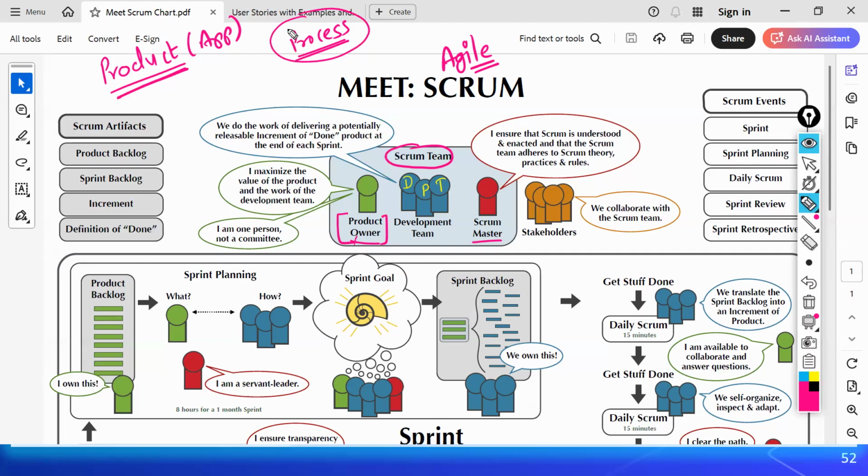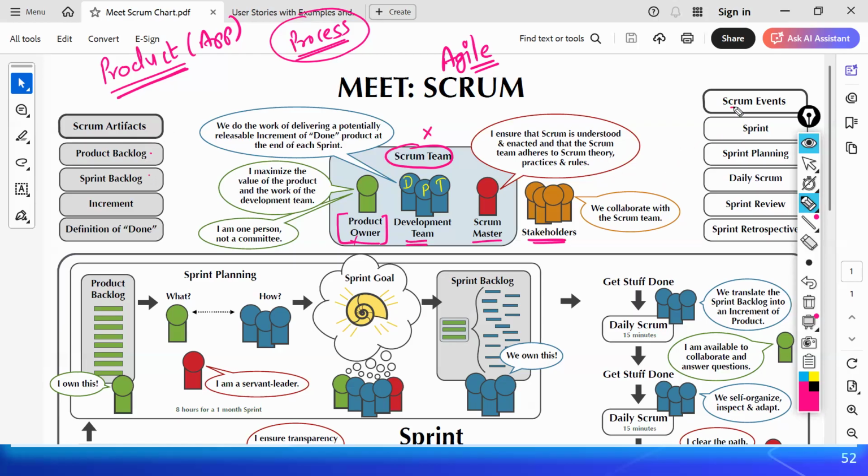And we have a development team who is responsible for creating everything. Stakeholders are there, but they are not part of the Scrum team. Stakeholders would just be collaborating with the Scrum team from outside. There are some artifacts as well: product backlog, sprint backlog. We will do all of this in Jira. I'll make you experience Jira with these. Product backlog, sprint backlog, increment, definition of done, and we'll talk about these.